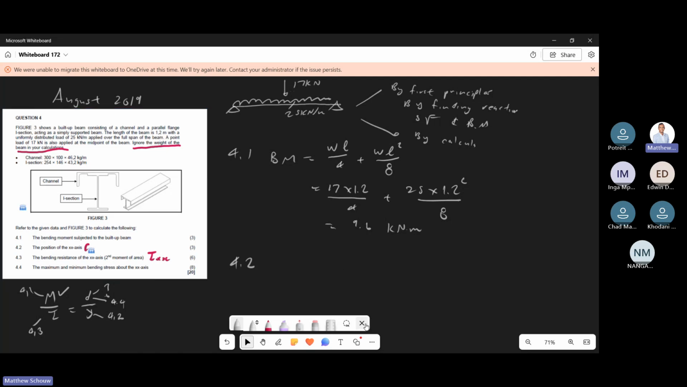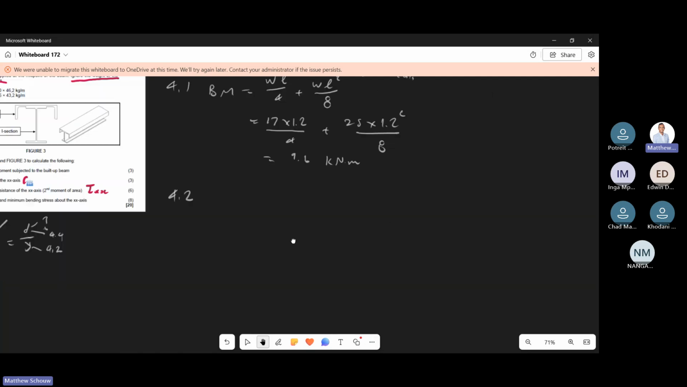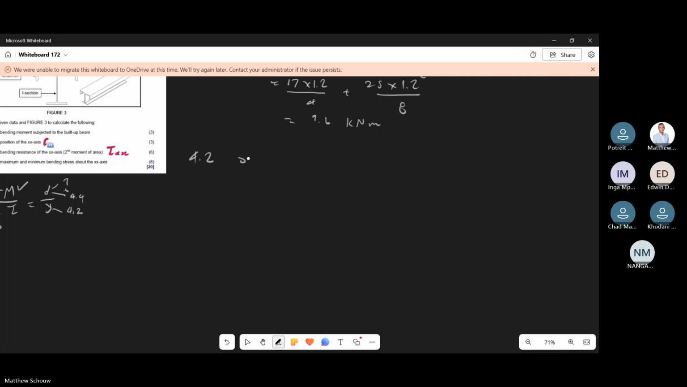Okay, so how do we do this? To find it, it's actually the Y, that's the horizontal. It's the sum of the areas times the centers, divided by the total of the area, right? I don't think we call it X bar.